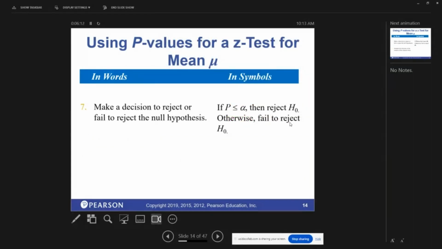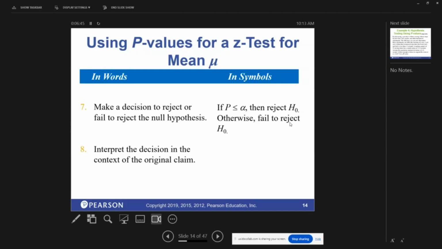And then you'll make a decision to reject or fail to reject the null hypothesis. So this is where you compare your P and your alpha. If P is less than or equal to alpha, then you reject H sub O. Otherwise, you're going to fail to reject H sub O. And then you'll use what you did in part 7 to interpret the decision in the context of the original claim.